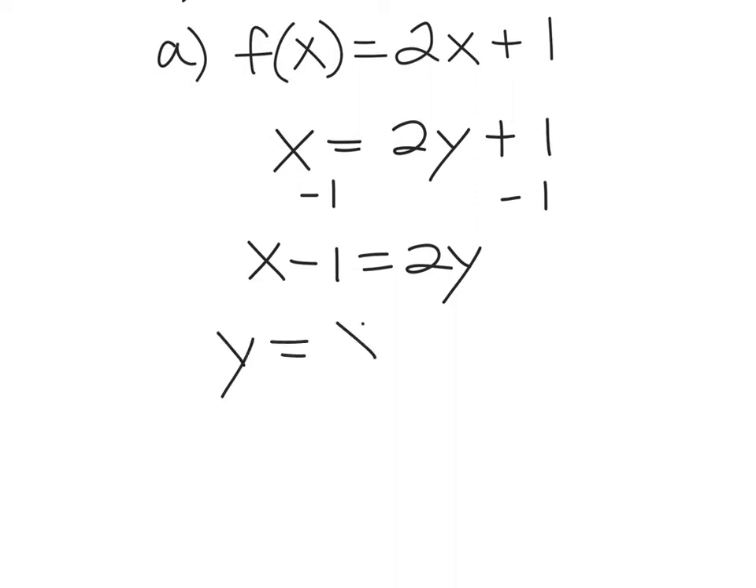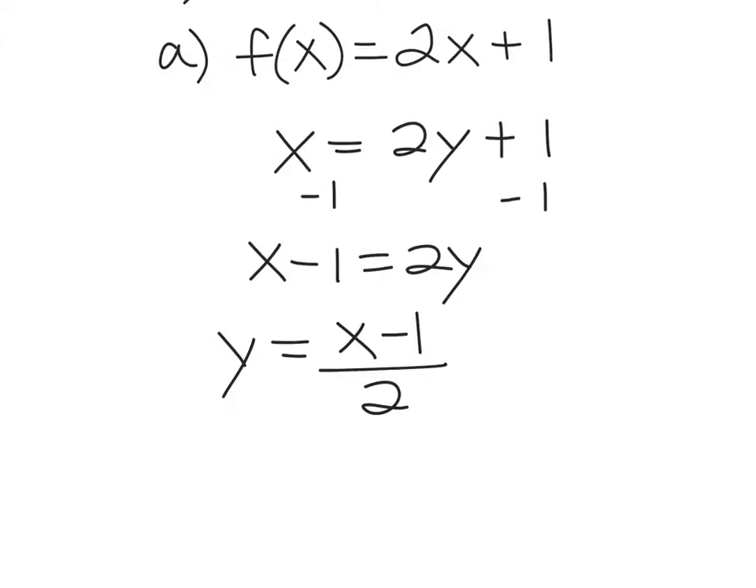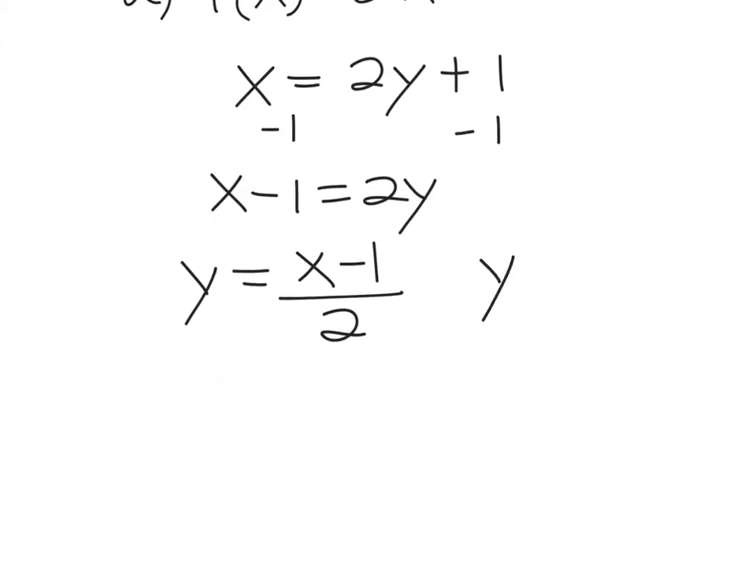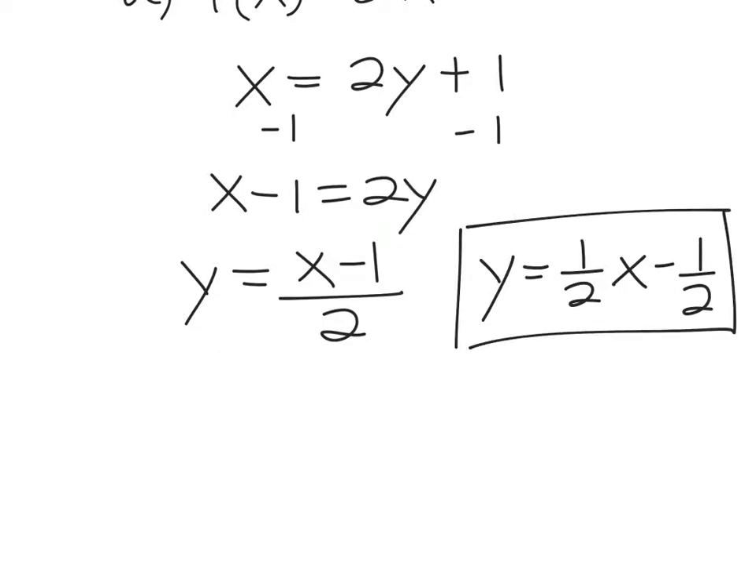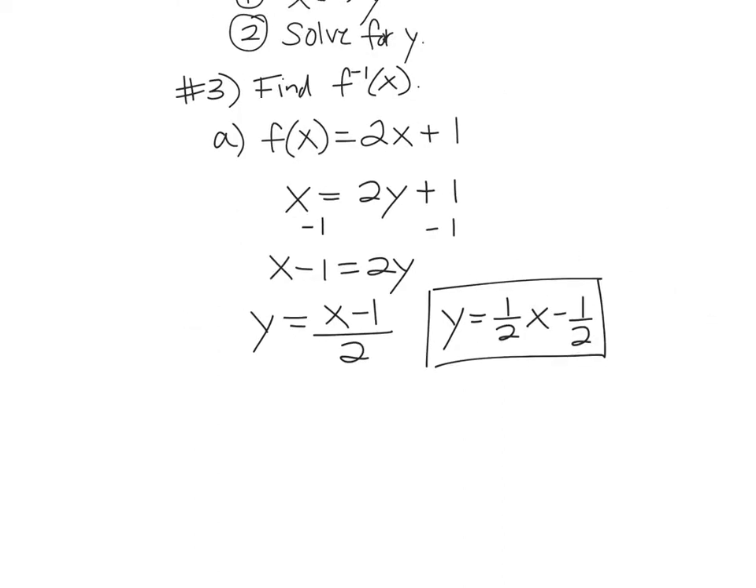Now, if you leave it like this, that's okay. But a better way to write that would be y equals 1/2 x minus 1/2. Because does that look like a line to you? Not really. I mean, it is. But isn't that better? Slope, y-intercept. Okay? So that would be the inverse of that function, 2x plus 1. They're inverses.